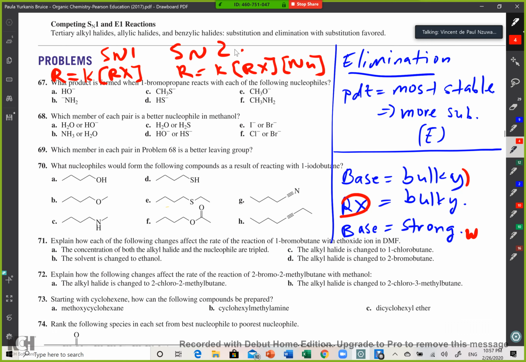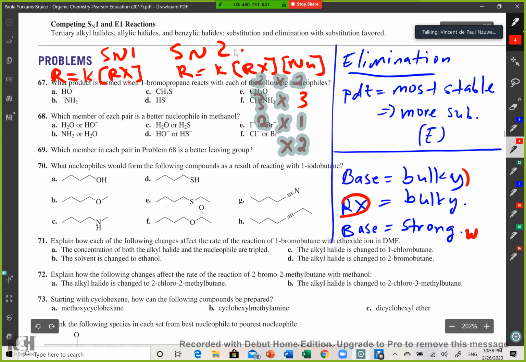It means that for an SN1, if I double the alkyl halide, the reaction doubles. In an SN2, if I double the alkyl halide and double the nucleophile, then the reaction quadruples. That is 2 times 2. If I triple the alkyl halide and triple the nucleophile, the reaction increases by 9-fold. If I double the alkyl halide and leave the nucleophile the same, the reaction will double. If I leave the alkyl halide the same and double the nucleophile, the reaction doubles. Does that make sense? So that's what I want you to be able to recognize with SN1 and SN2.